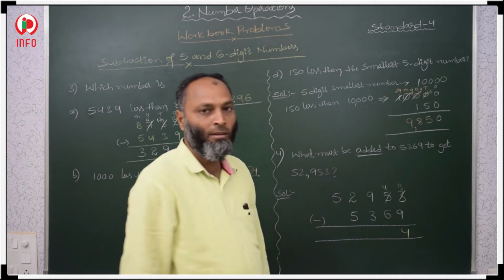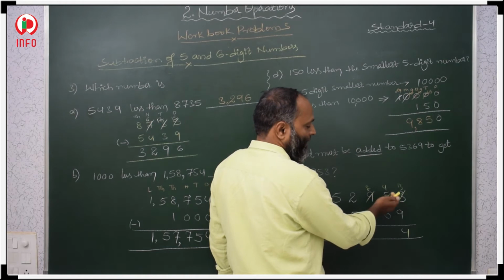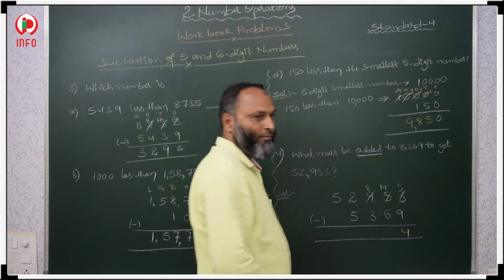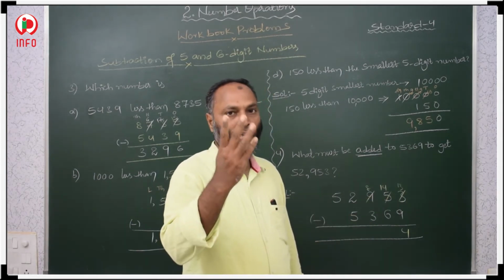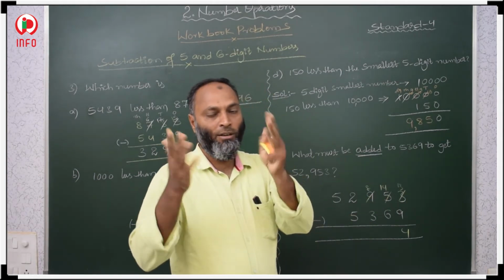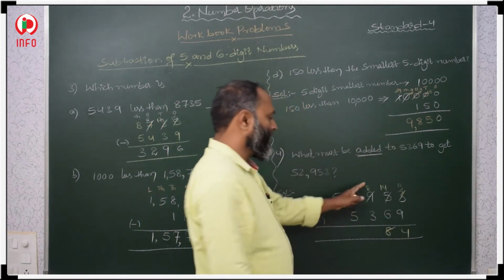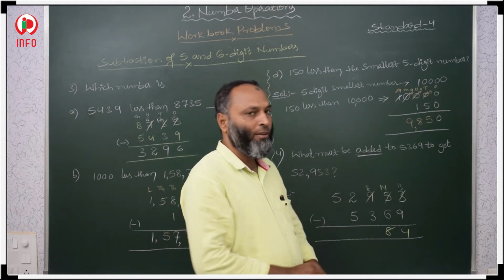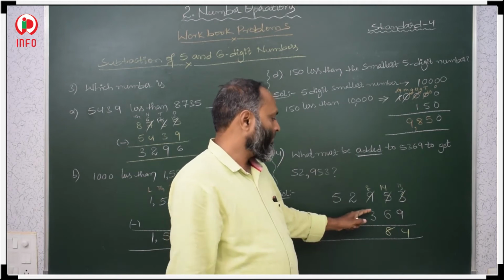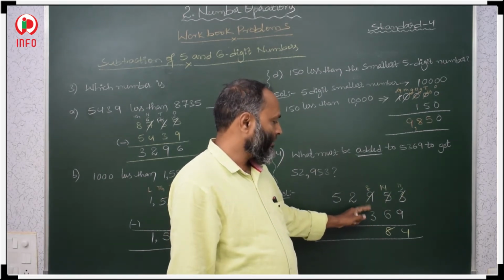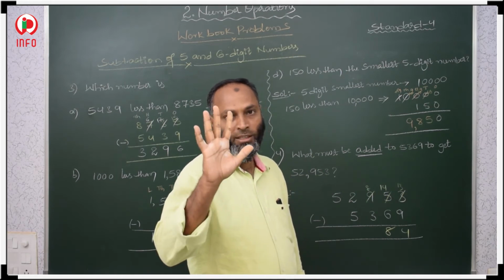4 minus 6. The top number is less. Again you take borrow from the next. Here it will decrease by 1 and it will increase by 10. 10 plus 4, 14. Then 7 to 14: 7, 8, 9, 10, 11, 12, 13, 14. Total 8. 8 minus 3 means from 3 to 8 we have to count: 4, 5, 6, 7, 8. It is 5.